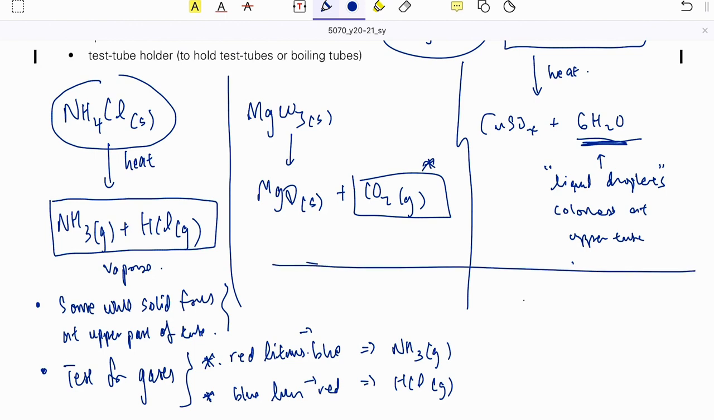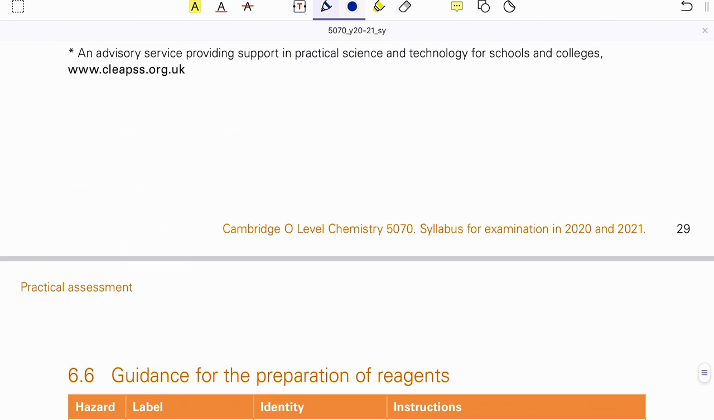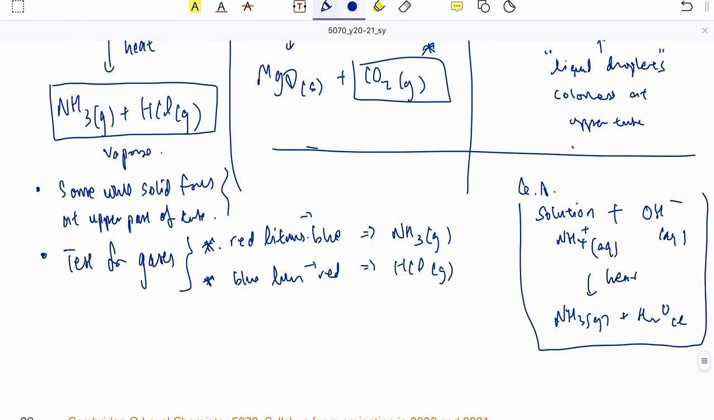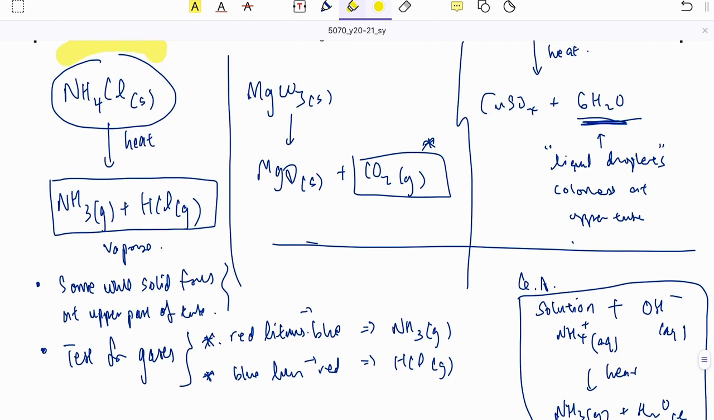Unlike the usual qualitative analysis where you have a solution containing NH4+, and then you add sodium hydroxide, and then you heat it, then it can give off NH3 gas, but you are also having water remaining in the solution. So that's the ionic equation there, and that is very counterintuitive, okay, because you are so used to this being a solution, and you are not used to heating a solid that can give you NH3 as well.